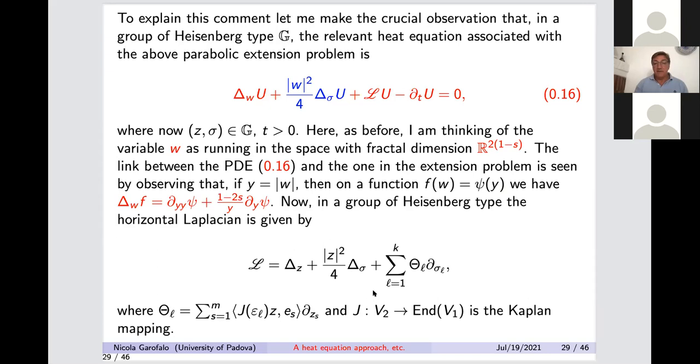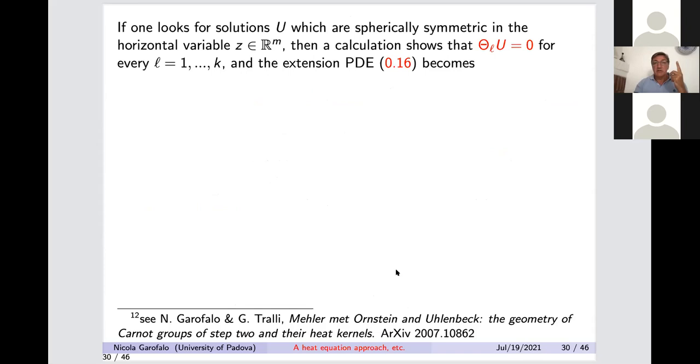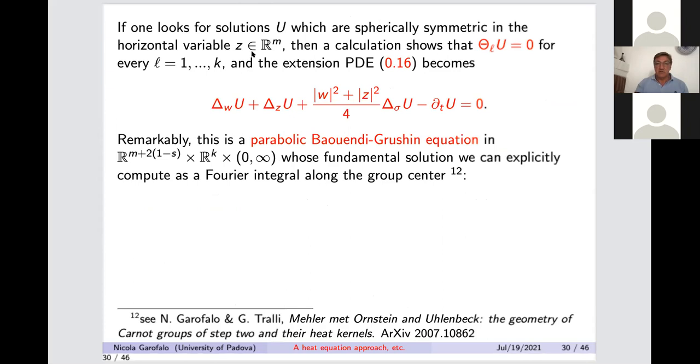And if you impose this condition, you see that this is the expression of the horizontal Laplacian in a group of Heisenberg type. But when you have this extra added symmetry, then something cancels. It's this symplectic term here. There are k symplectic operators that really mess up the situation for you quite badly, but they cancel, because now you're looking at functions u which are spherically symmetric in the horizontal variable z. And then the operator becomes this one.